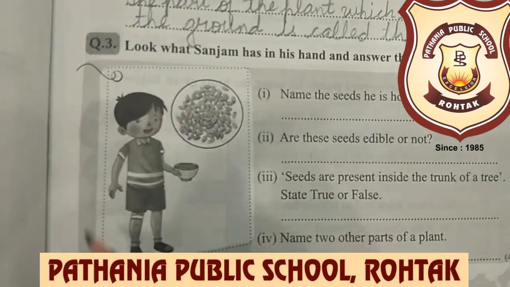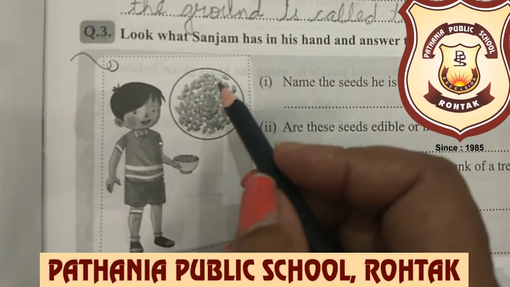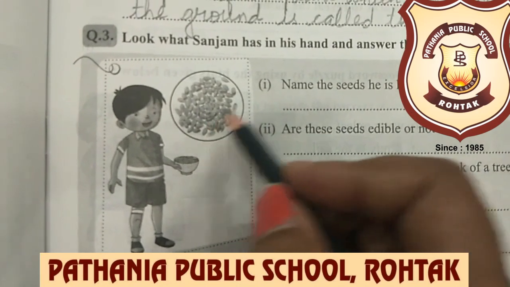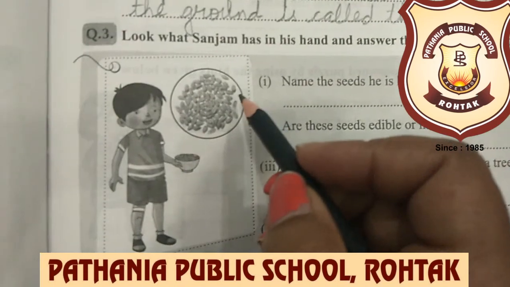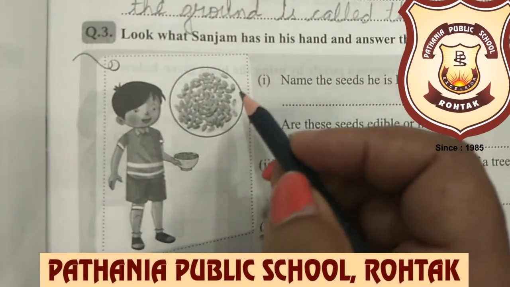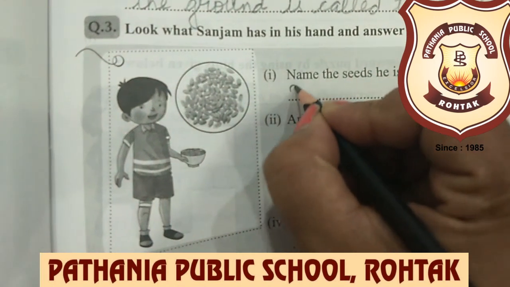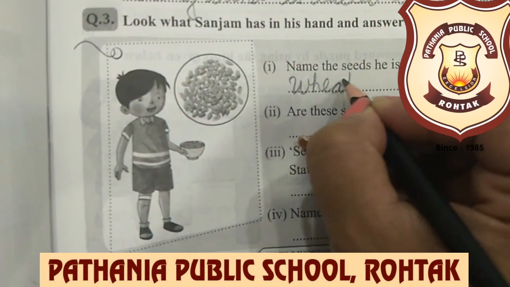Now the third question is asking: look what Sanjam has in his hand and answer the following questions. This is a boy, Sanjam, and this is what he has in his hand. See the bigger picture we are having here. The first question is: name the seeds he is holding in his hand. Identify the seeds. Which seeds are these? Yes, correct. These are wheat. So we will write here wheat.